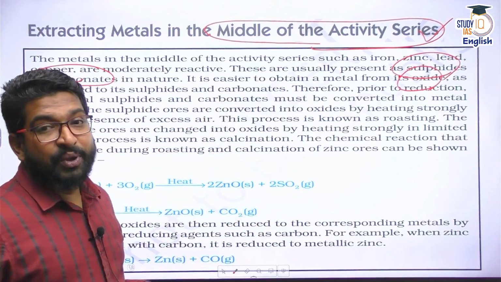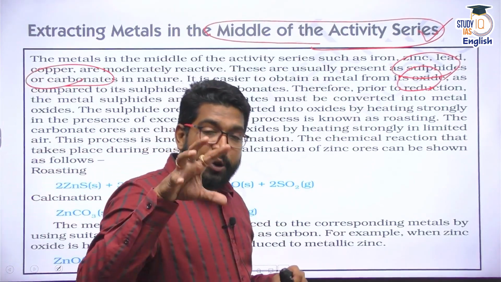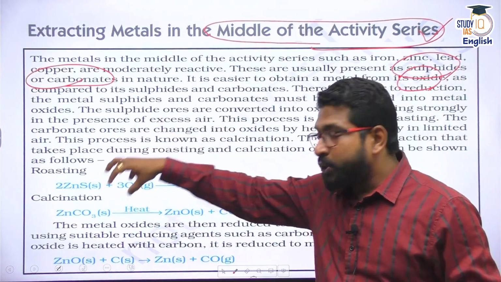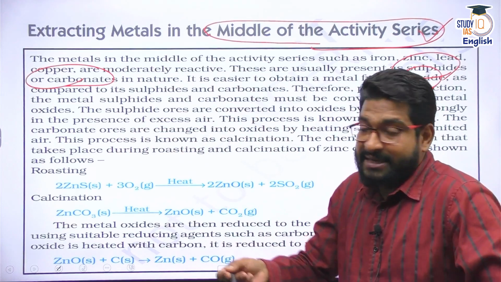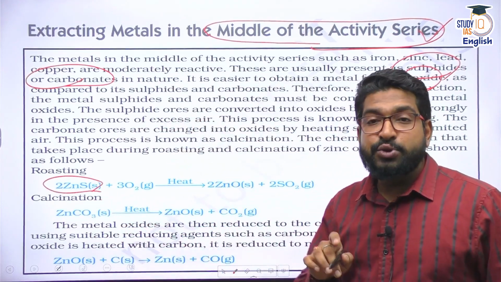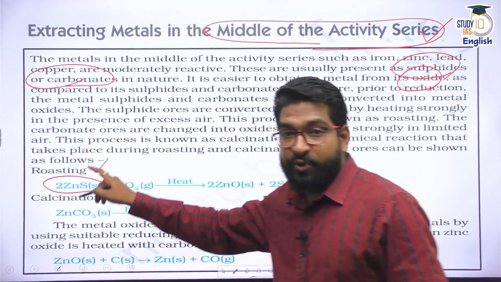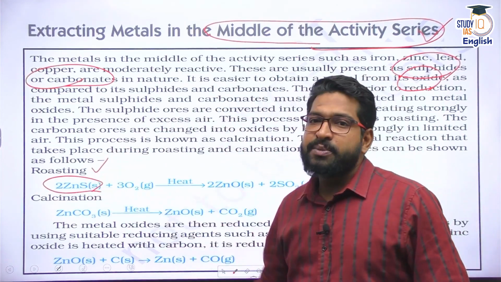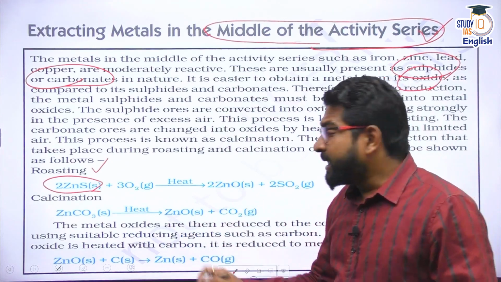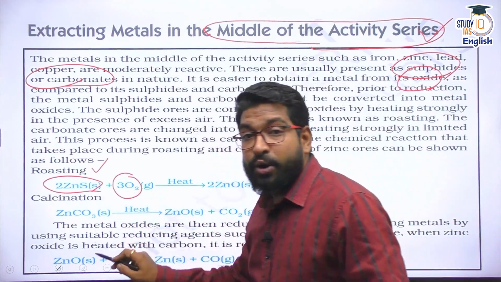Now, here, what we do, if an ore is present in sulfide form, first I have to convert that into oxide form. The classic example being zinc sulfide ore. And for this, we use a process called roasting. So for a sulfide ore, we use the roasting process. Now, what is roasting? Roasting is simply heating in presence of excess air or excess oxygen.